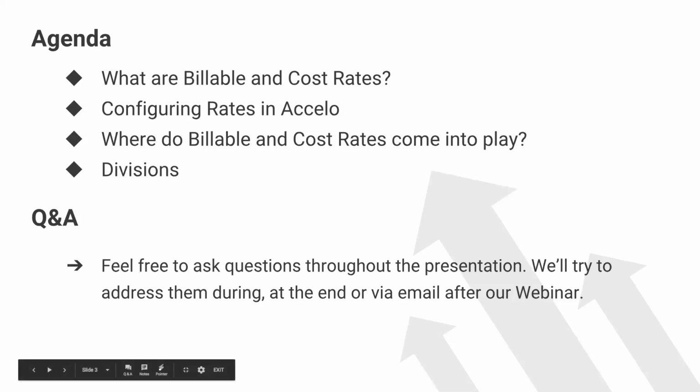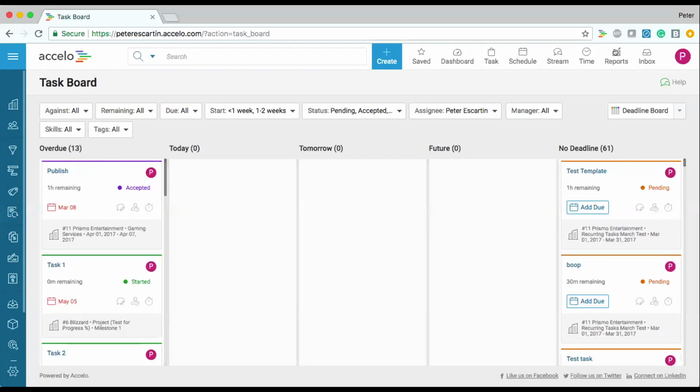Hello, everybody. Welcome to another best practice webinar. So today we're going to be talking about billable and cost rates. And for this best practice webinar, we're going to be going through these bullet points inside of my test deployment. So I'm going to go ahead and take over the screen share here, and I'm going to take you into my test deployment. You should be seeing my screen now. We're taking a look at the task board, which is just my home page.